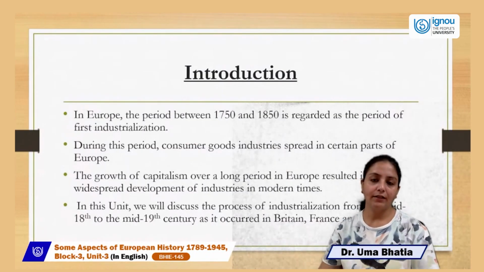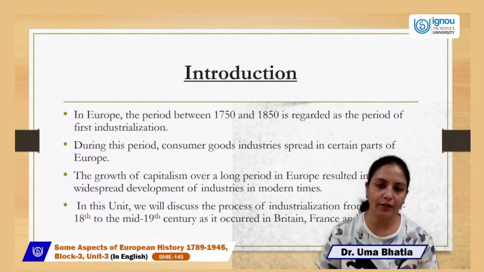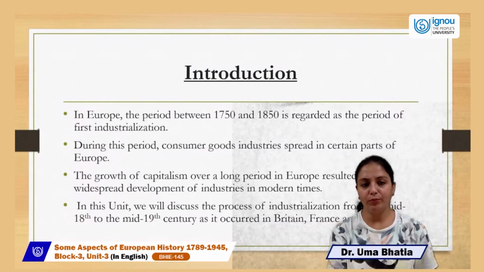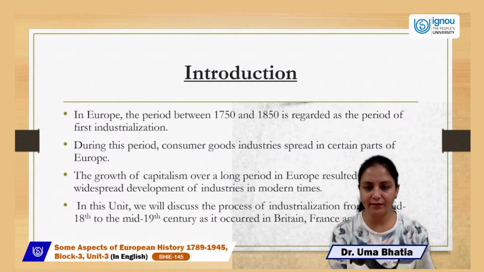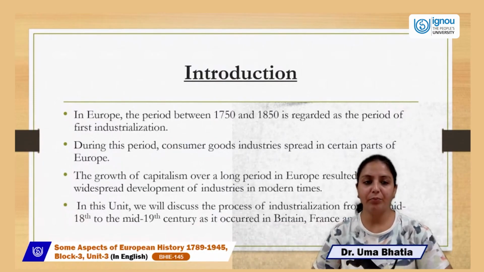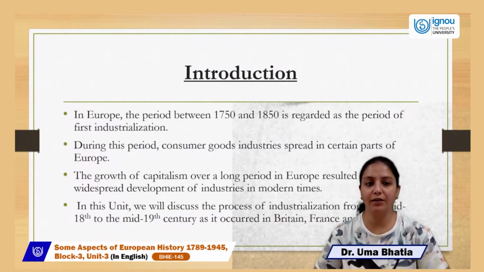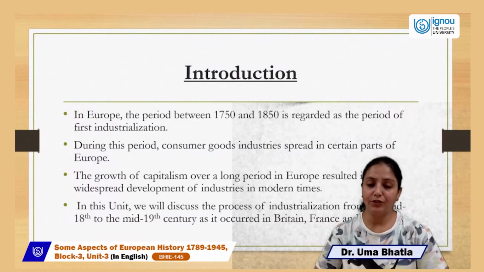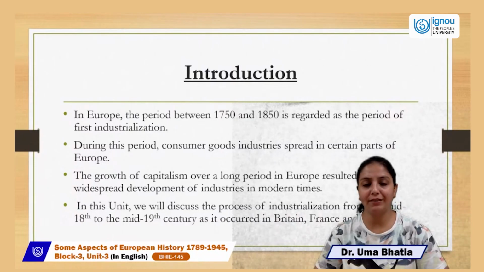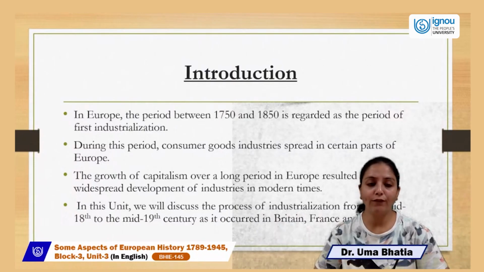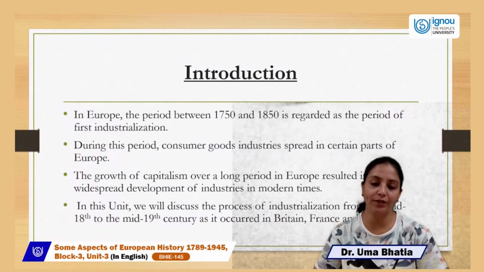Next is the introduction. In Europe, the period between 1750 and 1850 is regarded as the period of first industrialization. During this period, consumer goods industries spread in certain parts of Europe. The growth of capitalism over a long period in Europe resulted in widespread development of industries in modern times.